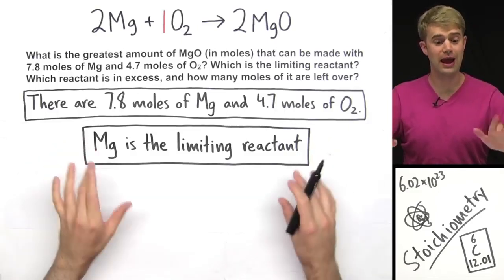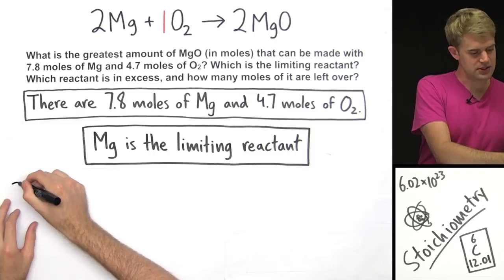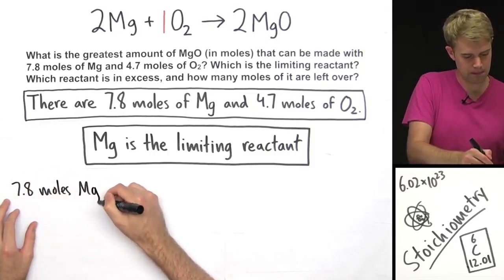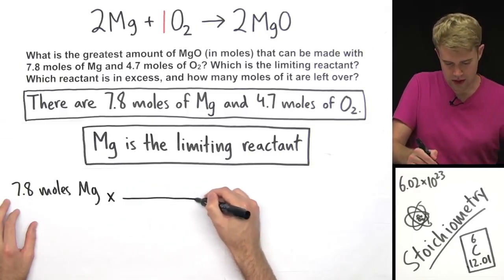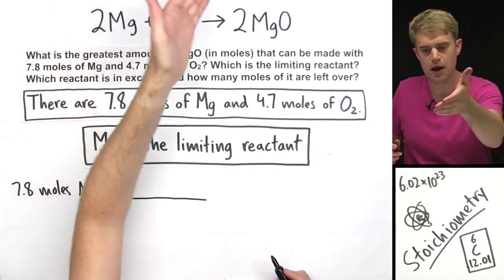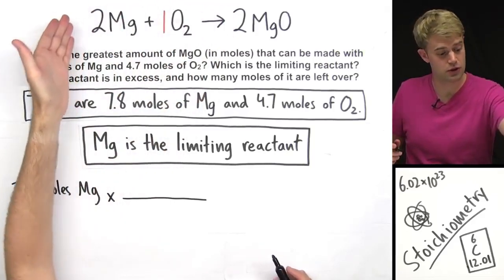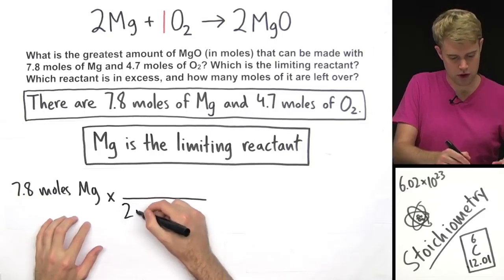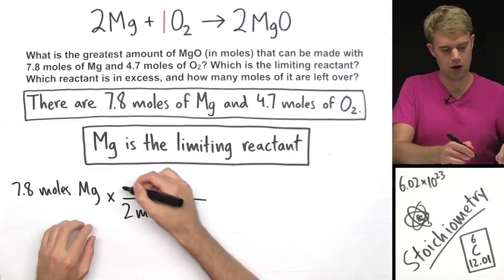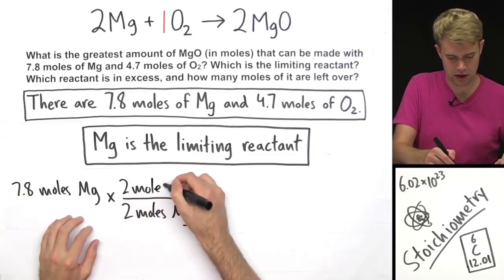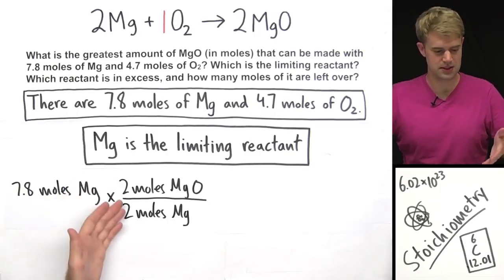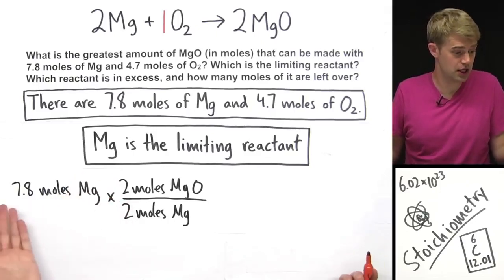of the limiting reactant. Okay, so we have 7.8 moles of magnesium, and we're going to multiply this by a conversion factor that shows a relationship between moles of magnesium and moles of magnesium oxide. They're both 2. So on the bottom, I'll put 2 moles Mg. On the top, I'll put 2 moles magnesium oxide. Now we have 2 over 2. This is the same as 1, so it's actually not going to really change this number at all.